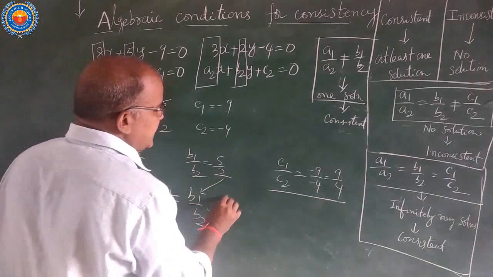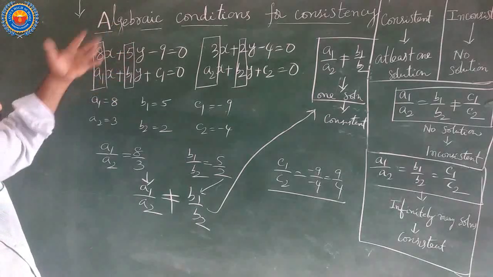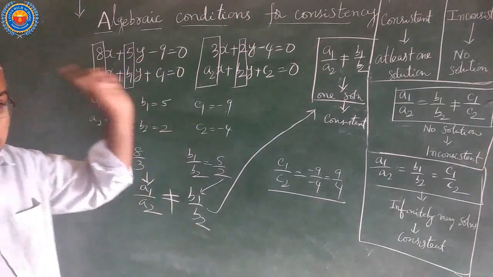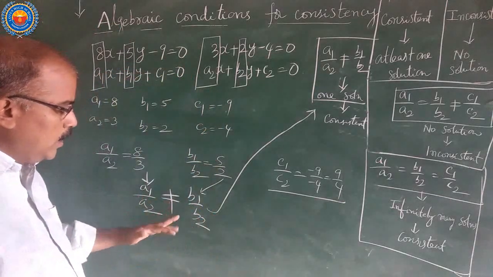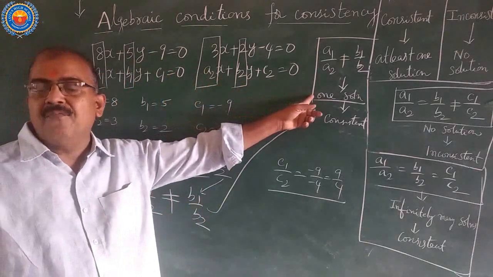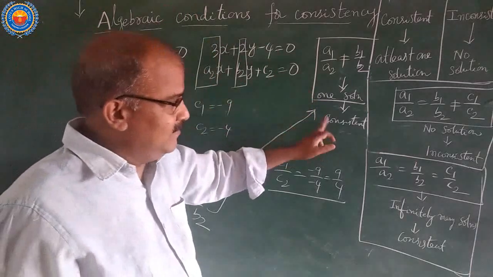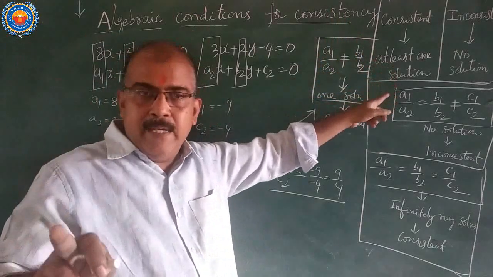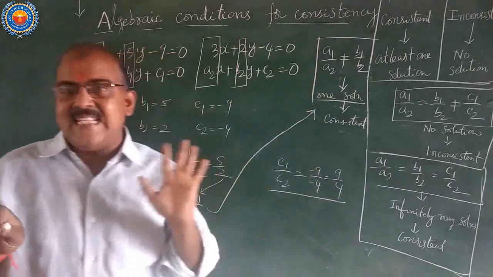From this I can say, as I already gave answers for this, we got x equal to something and y equal to something, so it has one solution. If a1 by a2 is not equal to b1 by b2, there is one solution for this pair of linear equations in two variables. At least one solution is consistent, infinitely many solutions is consistent, and no solution is inconsistent. This is very, very important.